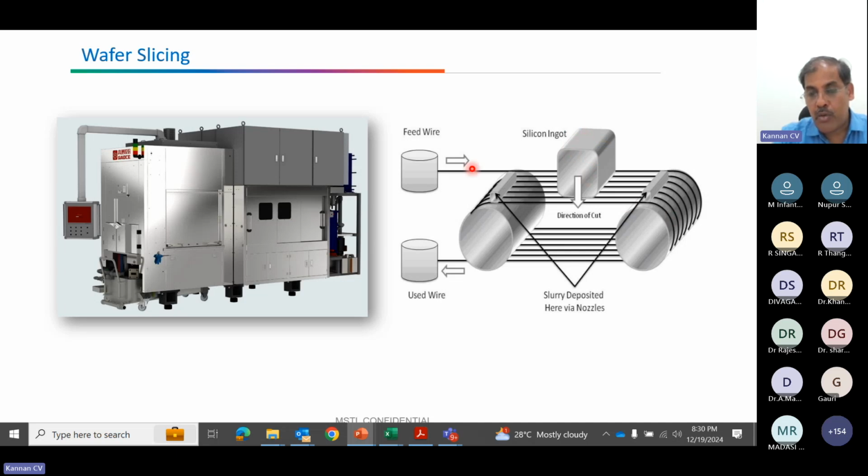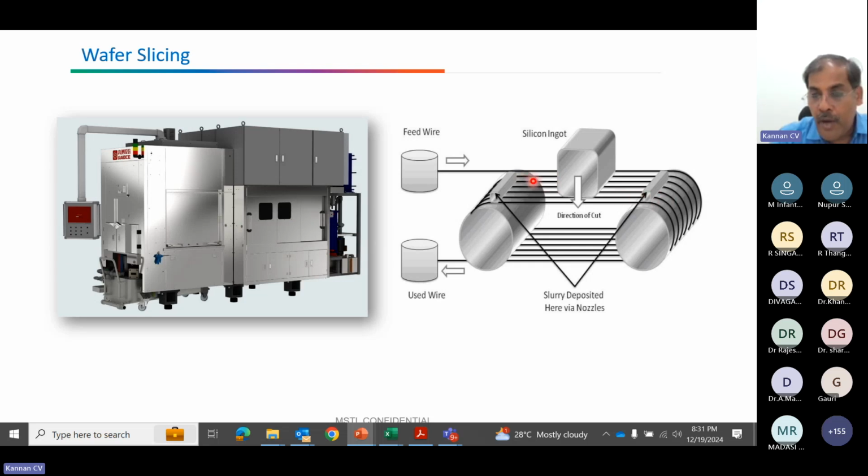Then there are 2 pulleys. The wires will be winding, unwinding, and winding again. So this brick will slowly move from top to bottom. As it moves, these wires have some slurry, some abrasive particles embedded on the wire. Also, water or glycol mixed in will be poured on these wires.